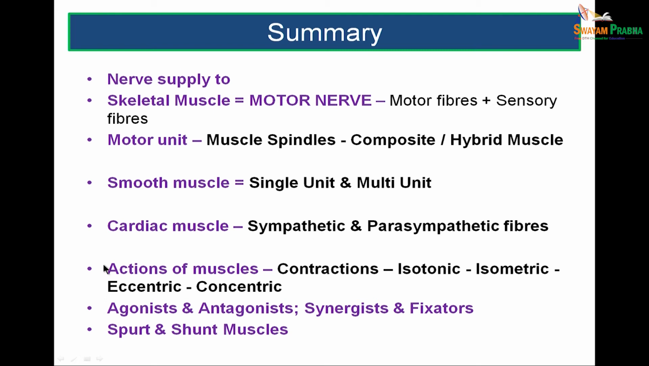Then we moved on to actions of muscles. What is contraction and how it is divided into different types: isotonic, isometric, eccentric and concentric types. We also studied agonistic muscles and antagonists and how they work together, the paradox of agonists, synergists, how they function, as well as fixators. Last we did spurt and shunt muscles and how they act, giving an example of the elbow joint muscles.